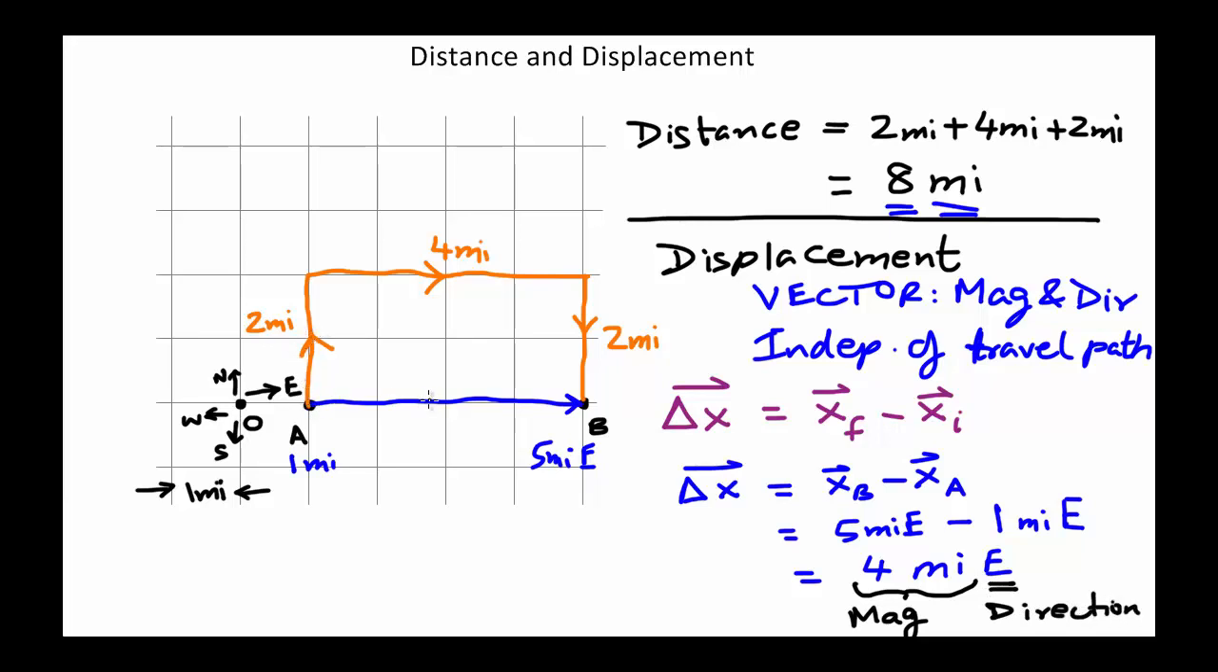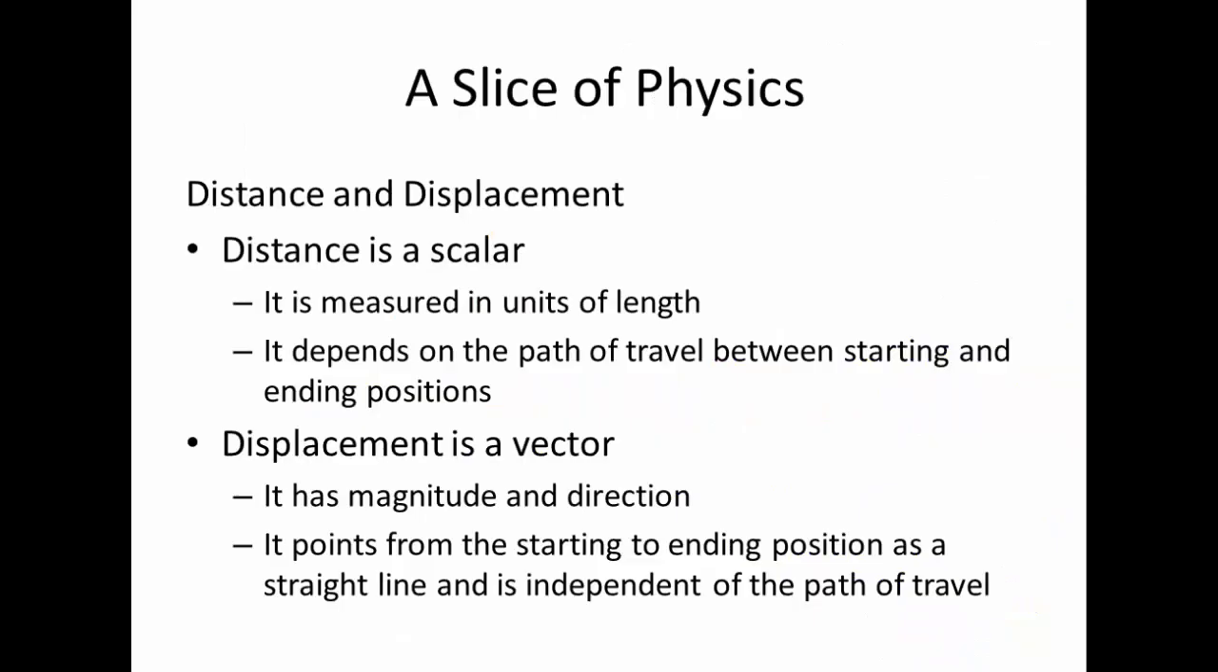So even though the distance I traveled is 8 miles, 2 plus 4 plus 2, the displacement I have, delta x, equals 4 miles east. When I go from a position that's 1 mile east to 5 miles east, and I don't care about the path of travel and just simply connect them with a straight line, I would get the answer of displacement as 4 miles east. So in this slice of physics, we reviewed the familiar concept of distance, which is a scalar and measured in units of length, and it does care about the path of travel.